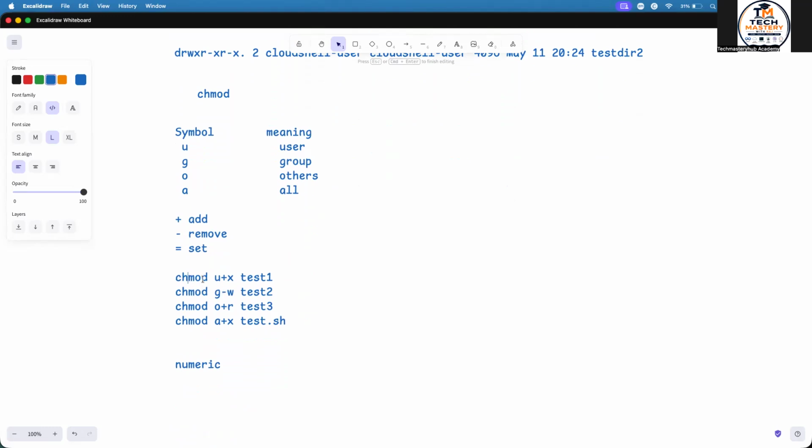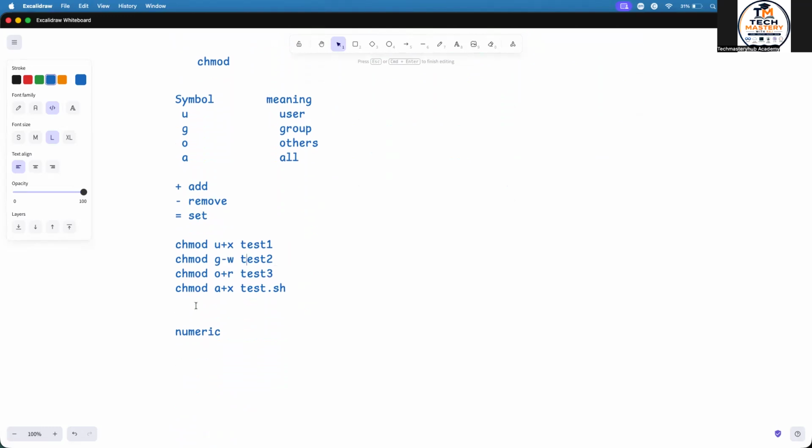So what are we doing? chmod u plus x grants execute authority to the test1 file. chmod g minus w revokes write authority of the group on the test2 file. Similarly, chmod o plus r grants authority to read the test3 file, and chmod a plus x grants execute authority to the test.sh file. So this is the symbolic method. Now let's learn the numeric method.